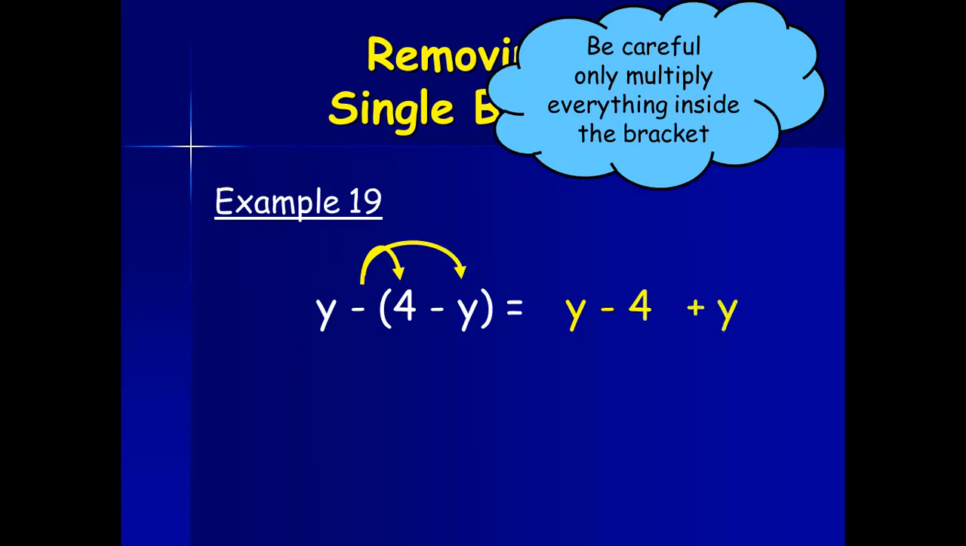Now I will start collecting the like terms. What are the like terms? y and y, that's 2y, minus 4. So my final answer is 2y minus 4.